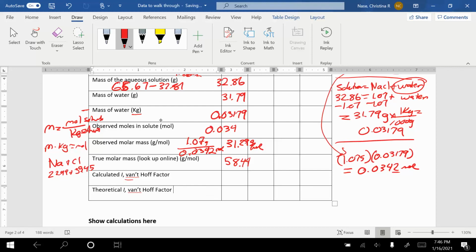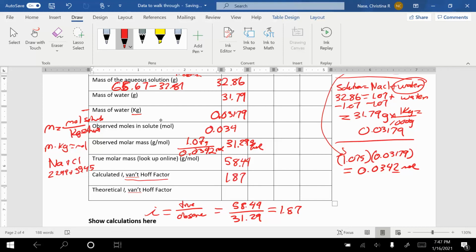If we want to calculate the Van Hoff factor, in the lab they told us the Van Hoff factor, that's i, right? i is the true molar mass, so that's that 58, divided by the observed molar mass. If you just eyeball it, 58 is almost 60, 30 is like half of that. So we would expect the Van Hoff factor to be around 2. I'll get to that in a second, but let's just work this one out. 58.44 divided by 31.29, and I calculated that to be like 1.87.